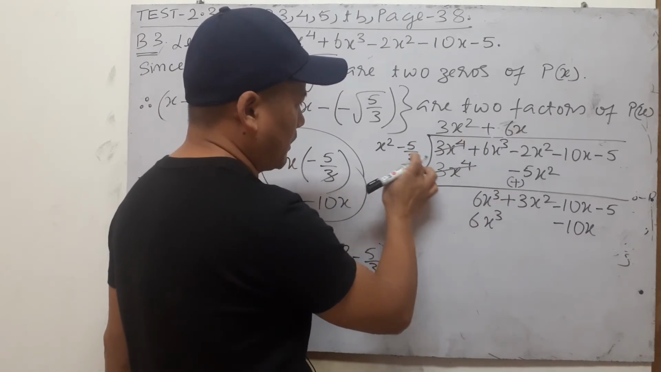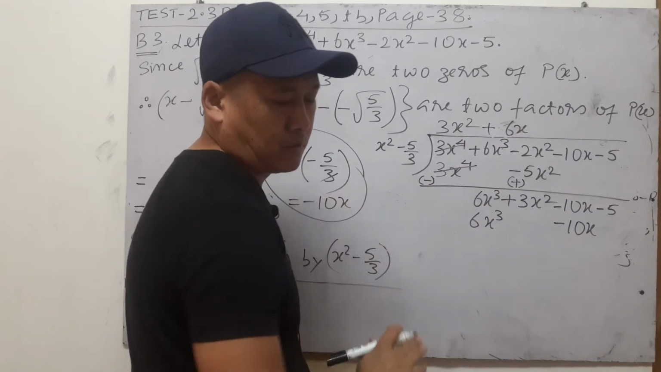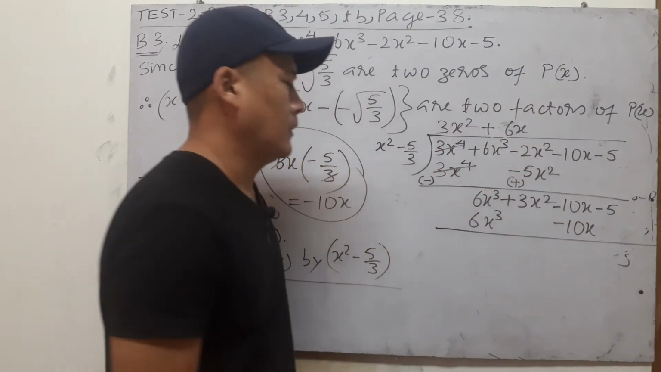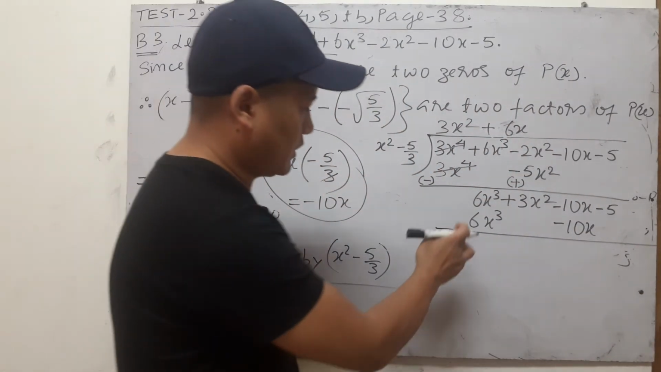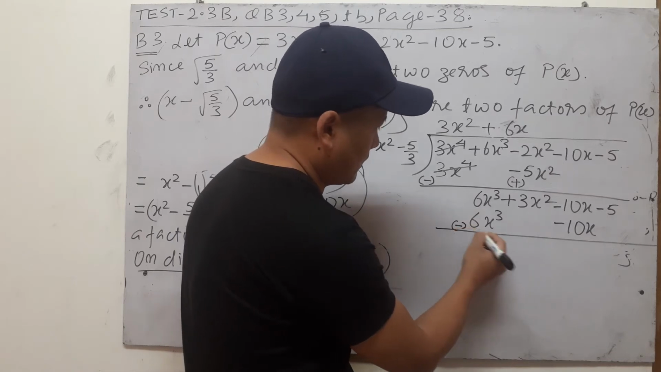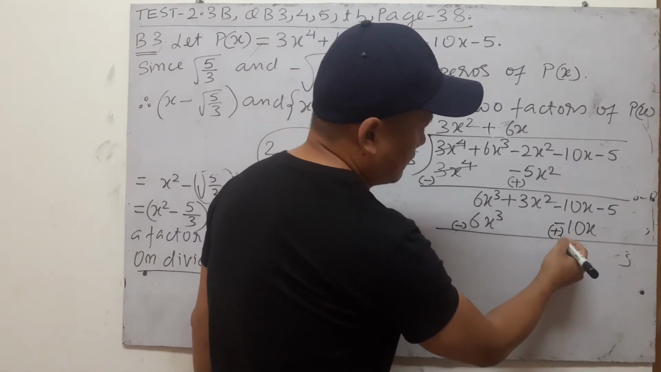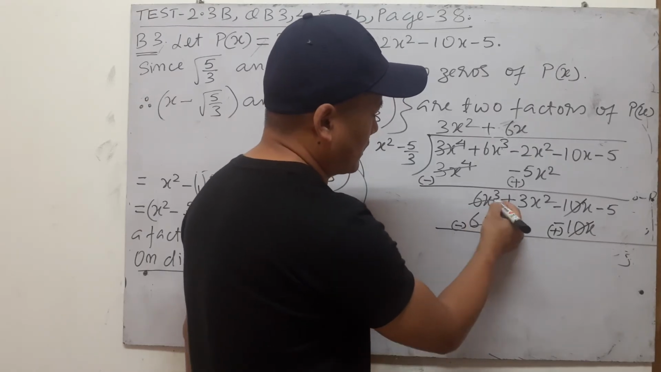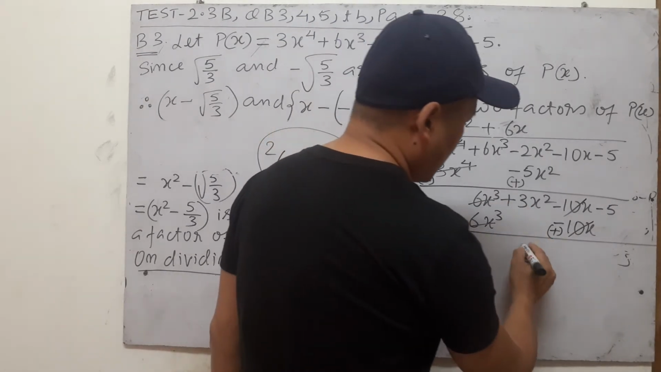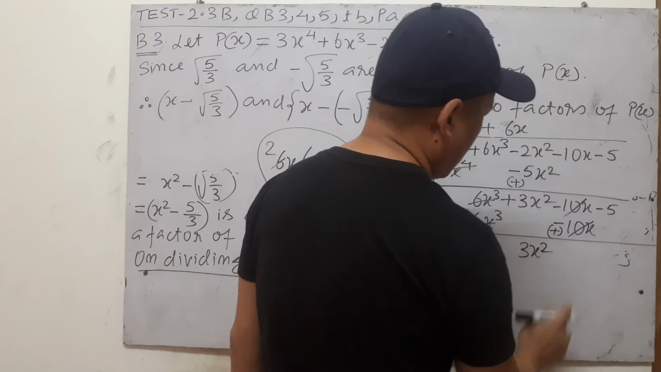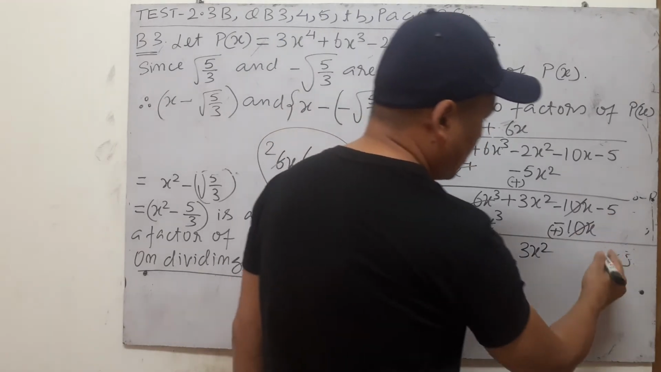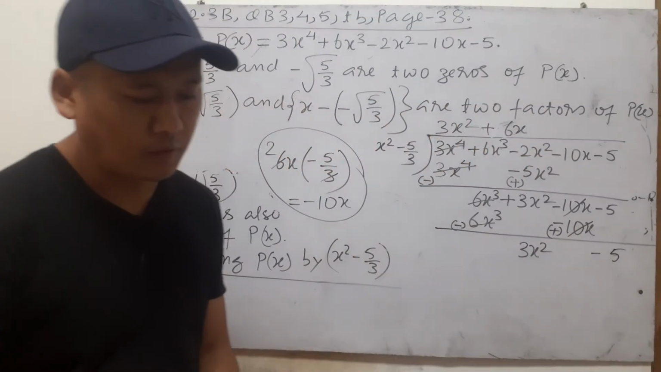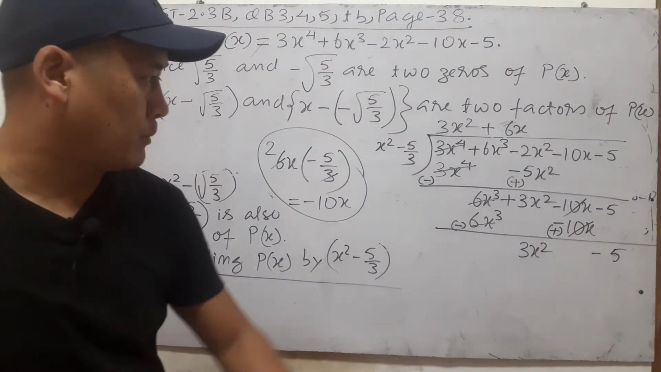Since this has multiplied all the terms of the divisor, we stop and put a dash again. And before we find the remainder, we change the sign. Plus becomes minus, minus becomes plus. So plus 10x minus 10x, 0. Minus 6x cubed plus 6x cubed, 0. So we're left with 3x squared and minus 5.